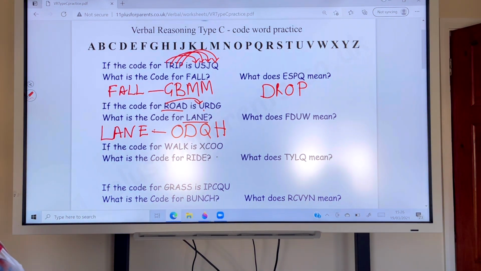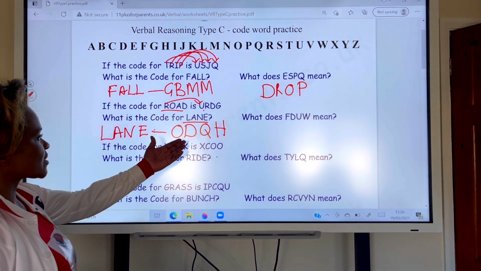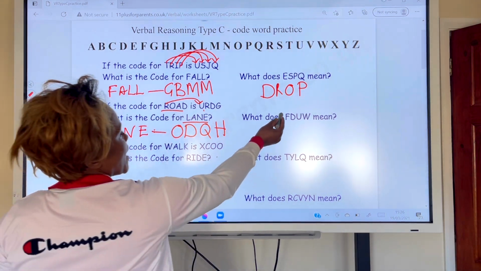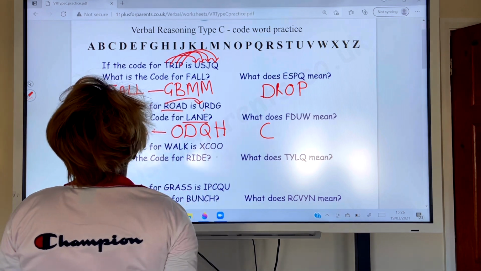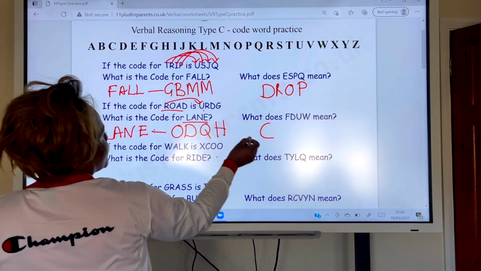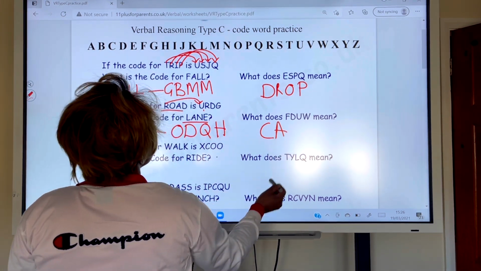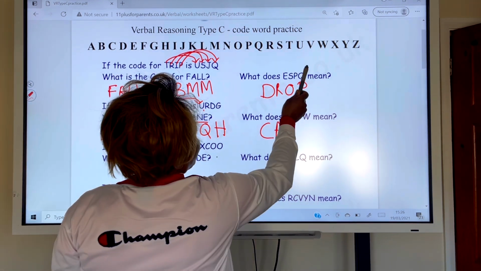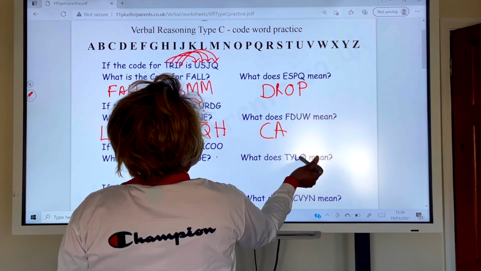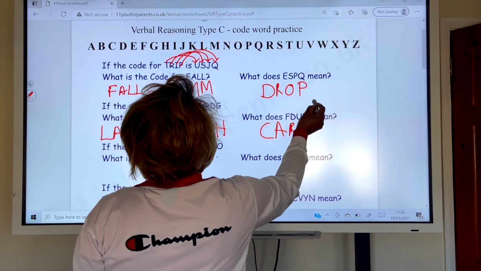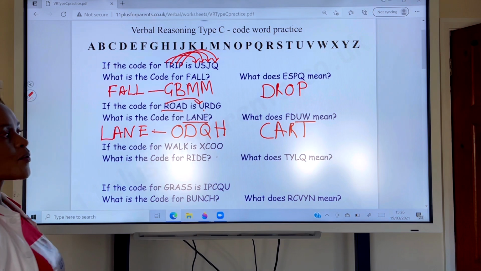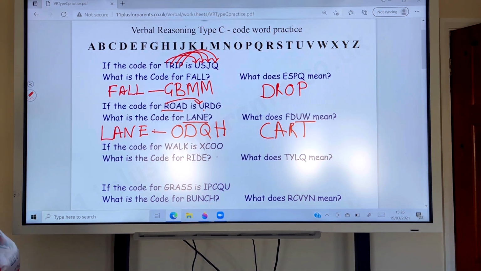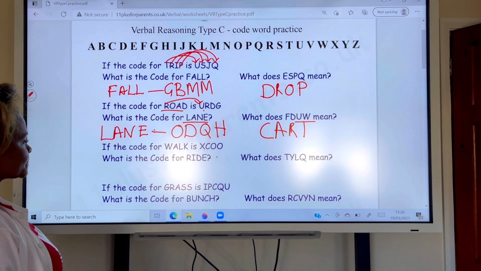Now let's find the word. We are decoding now, going backwards. Forward to find the code, backwards to find the word. So F, 3 backwards, 1, 2, 3, will be C. D, 3 backwards, that will be A. U, 3 backwards, that will be R. And W, 3 backwards, that will be T. So your word will be caught. Now let's look at the next one.